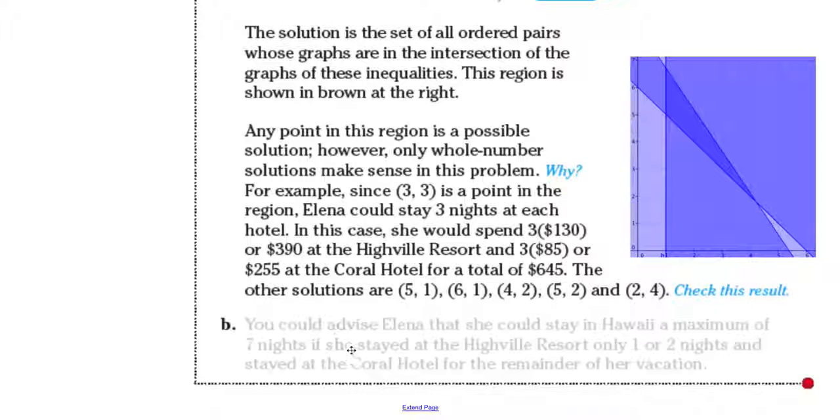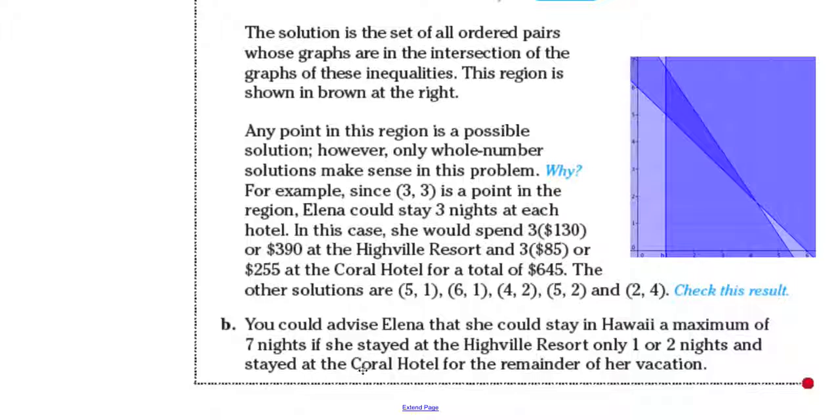Okay, so what advice can we give her? We could advise Elena that she could stay in Hawaii for a maximum of 7 nights, and if she stayed at the Highville Resort for only 1 or 2 nights, she would stay at the Coral Hotel for the remainder of her vacation. So that's one thing that we could tell her.